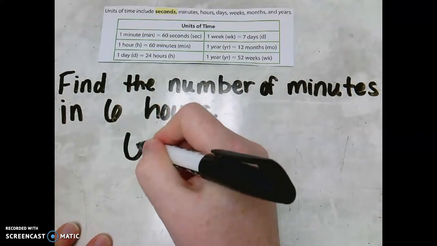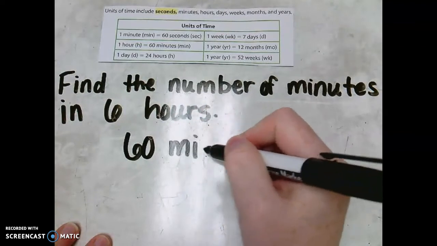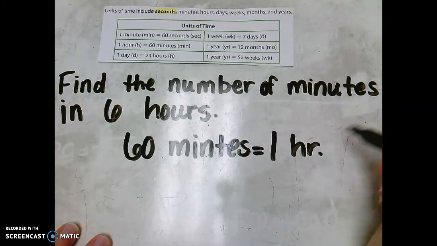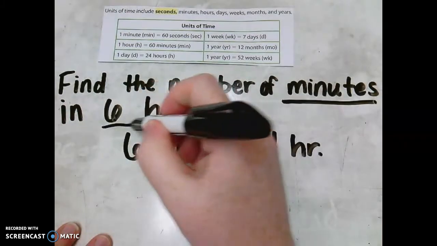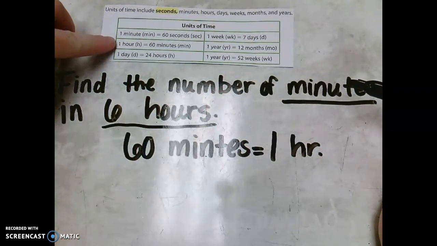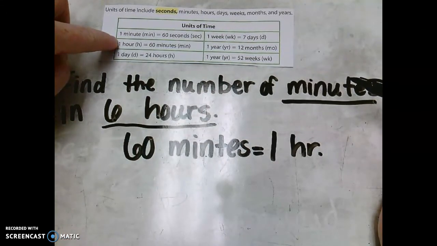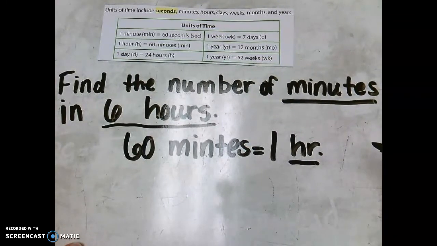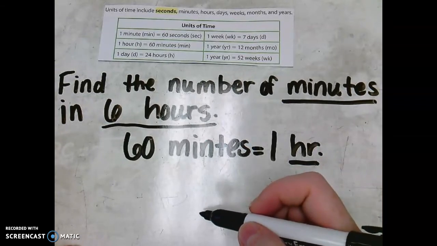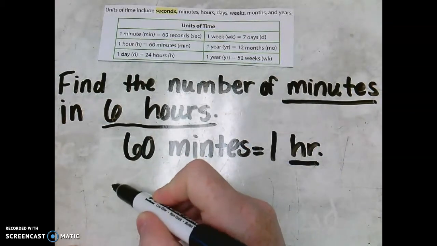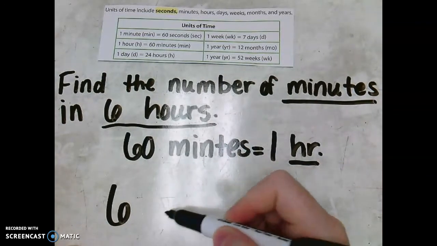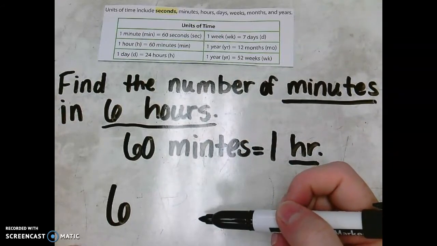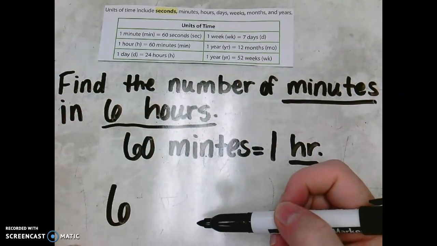There are 60 minutes in 1 hour. We're trying to find minutes out of 6 hours, okay? And I got that from right here. There's 60 minutes in 1 hour, okay? HR is just the abbreviation for an hour, okay? So if we have 6 hours and we need to figure out how many minutes are in 6 hours, what do you think we're going to do? Are we going to add, subtract, multiply, or divide?